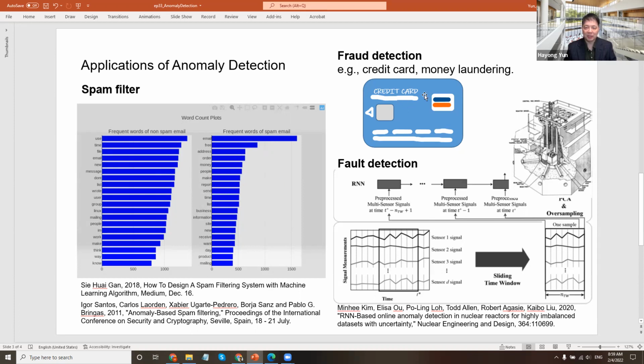The credit card transactions are also another one, like the normal transactions and fraudulent transactions, money laundering and the like. Another important area would be fault detection, like in a nuclear reactor. There are sensors that send normal signals, but once in a while there are abnormal signals, and they try to pick those up for the safety of many machines.